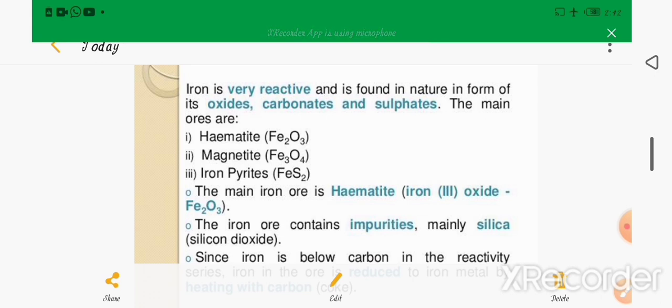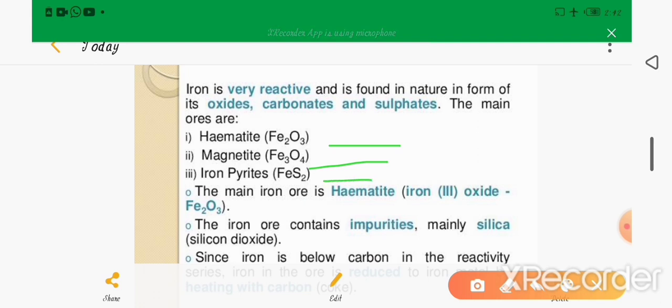There are three important ores of iron, that is hematite, magnetite and iron pyrite. Okay, the main ore of iron is hematite. The formula is Fe2O3.